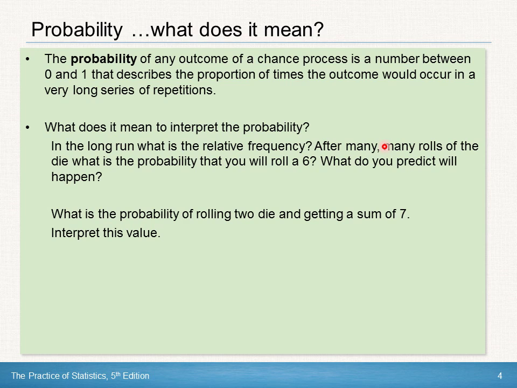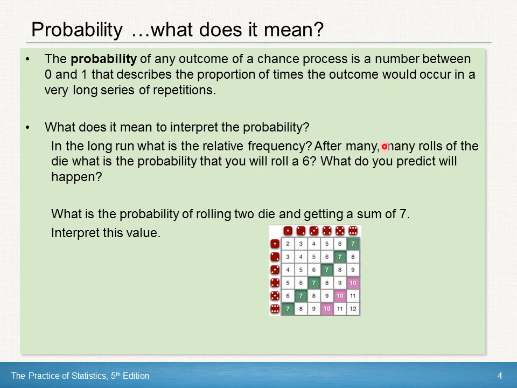All right, so here's an example. What's the probability of rolling 2 die and getting a sum of 7? Let's interpret this value. Well, here's just a quick table of rolling 2 die, and then here's the sums. 1 plus 1 is 2, 1 plus 2 is 3, so on and so forth. I have the 7s highlighted. So what is the probability of getting a 7?